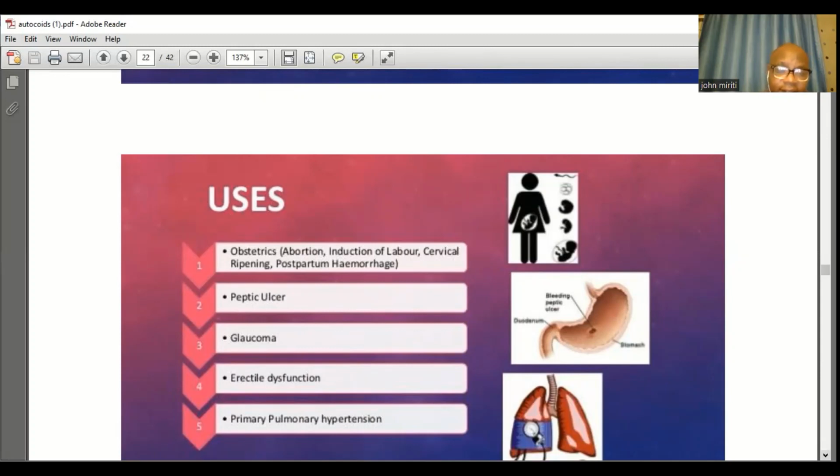Now, in peptic ulcer disease, prostaglandins were initially discovered in the line of treatment of peptic ulcer, but in Kenya there is no registered drug for prostaglandins in the management of peptic ulcer disease. The molecules have since changed so that they work best in obstetrics. In other countries, there are prostaglandin molecules in the line of peptic ulcer disease. It is also used in treatment of glaucoma, erectile dysfunction and primary pulmonary hypertension.